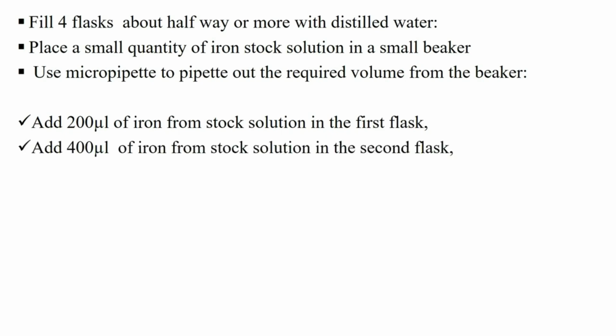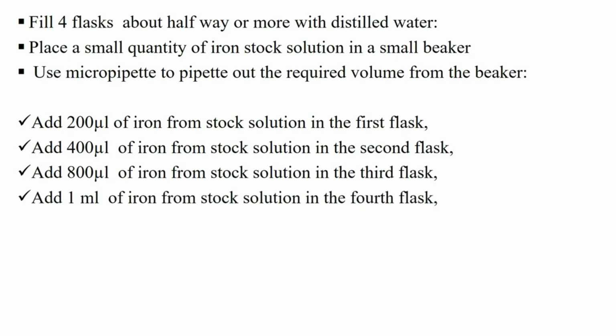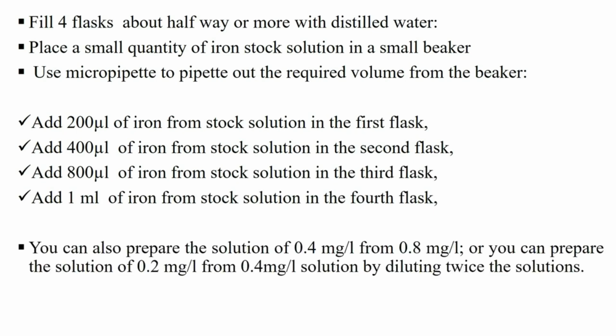Then you will add 200 microliter of iron in the first flask, add 400 microliter in the second flask, add 800 microliter in the third flask, and then in the last you will add 1 milliliter of iron stock solution in the fourth flask, and then you will dilute and fill the flask up to the mark. So it's also possible to prepare in between.